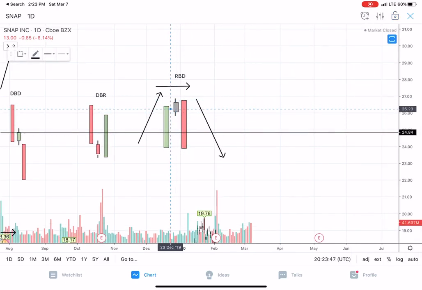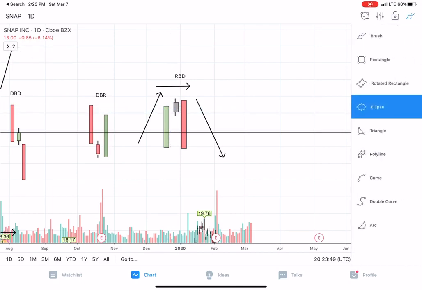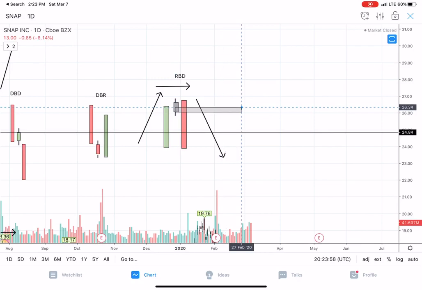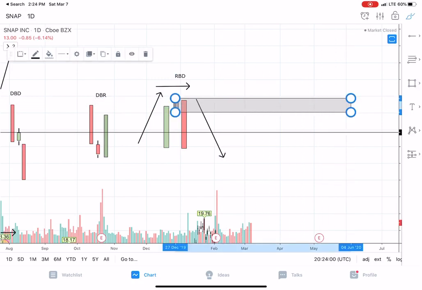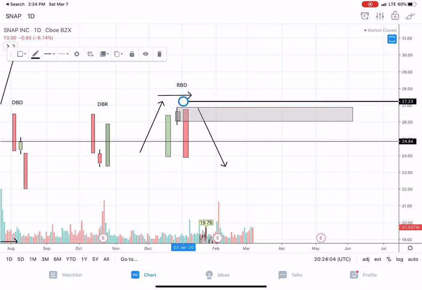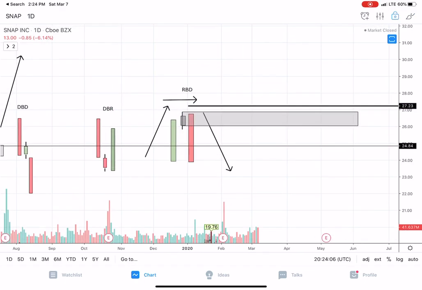In this case, I could draw my box starting from the wick low here, or right here at the body of the basing candle. So I draw it at this level and extend it up to the wick highs, and my stop loss would be a little bit above the wick highs, somewhere around here. Remember, it's all relative to your risk.